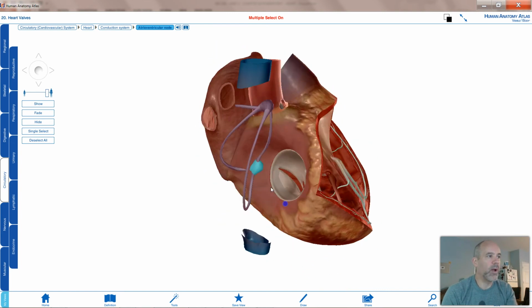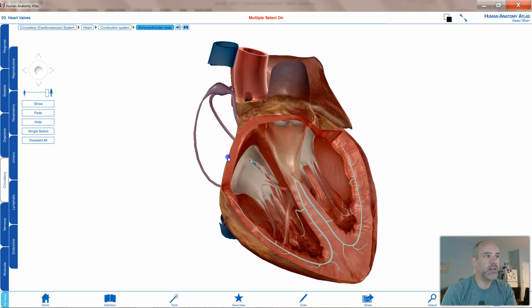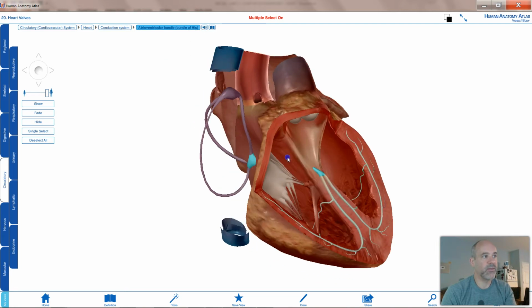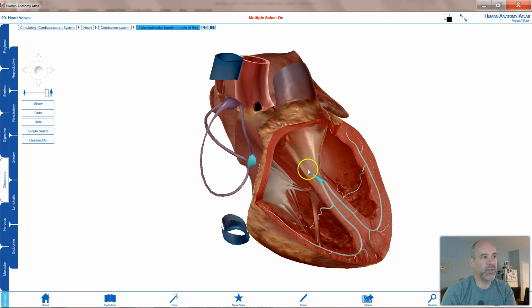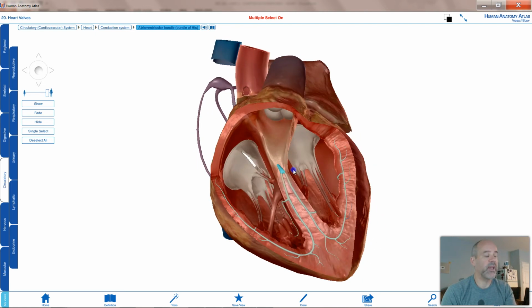Okay, so the electrical impulse here gets delayed temporarily, and then it spreads into a feature here that's called the AV bundle, or the bundle of His. It's kind of hard to see on the diagram, but that's extending through that wall separation between your left and your right ventricles. So it's down deep inside there. That is called the AV bundle, atrioventricular bundle, or the bundle of His. So let me deselect that. So the action potential's spreading down that way.